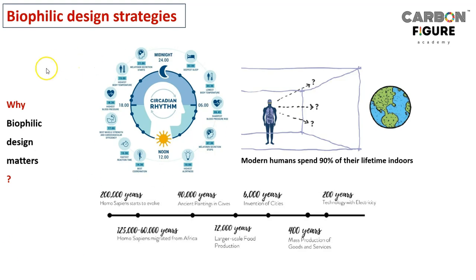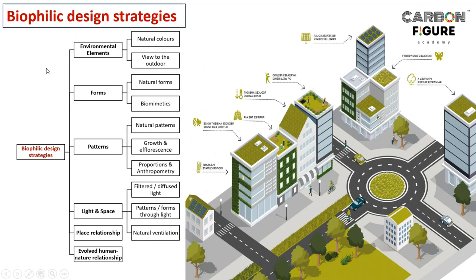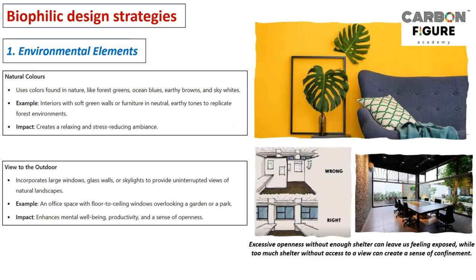So how we can re-establish or continuously make the connection between the occupants inside a building and the external nature? These are the different strategies. The first one is environmental elements, second is form, then patterns, light and space, place relationship, and evolved human nature relationship. Let us see one by one.